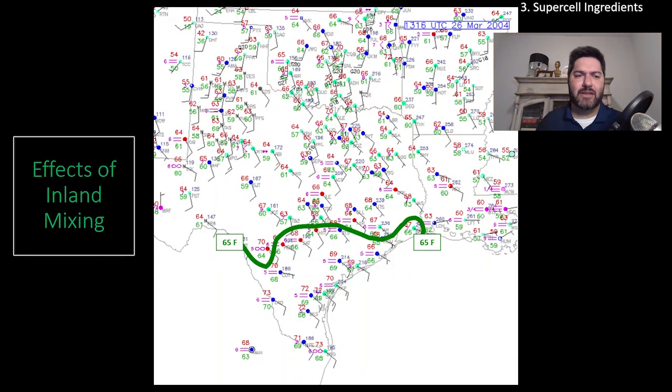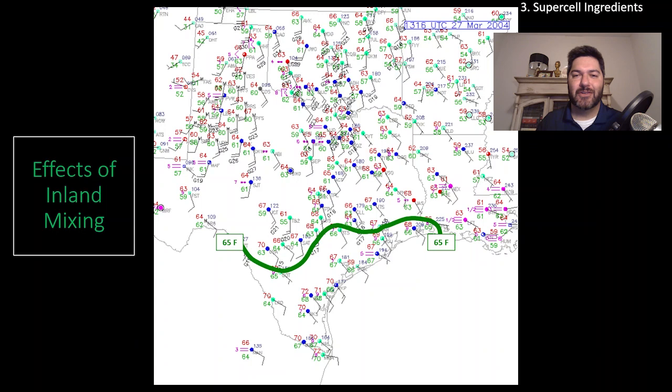Now, I wanted to get into the effects of inland mixing. Now here I've plotted the 65-degree Fahrenheit isodrosotherm, so line of constant dew point, and this is from the morning of March 26th, and 24 hours later, what do you notice? It's in the same spot, right? So even though 24 hours has passed and we have winds from the southeast supposedly moving or advecting moisture to the north over the plains, this 65-degree line hasn't moved. So why is that? And I think the answer can be found in the observed soundings.